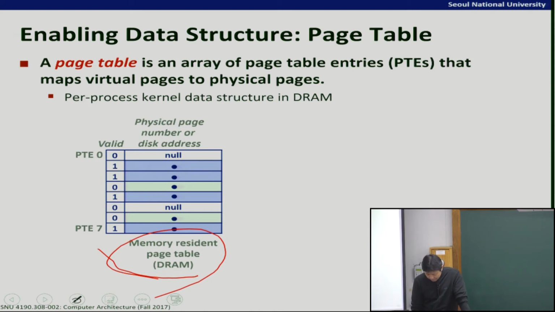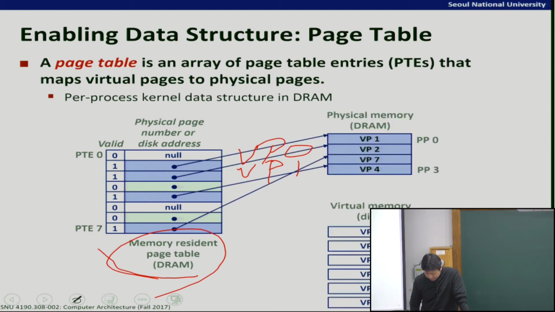In this case, VP0, virtual page 0, is currently not allocated. This memory space is not being used by the program. Maybe VP1, the first page, is currently mapped to DRAM. It is currently cached. So in this address space, let's say we have a very tiny virtual address space which only has 8 pages.